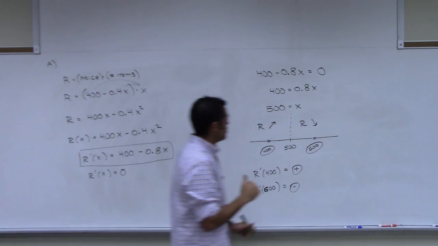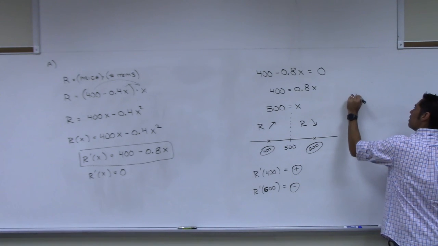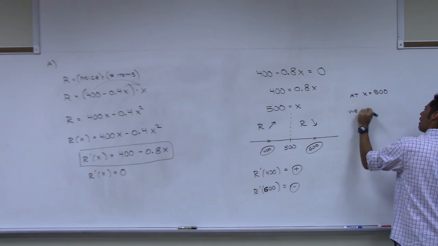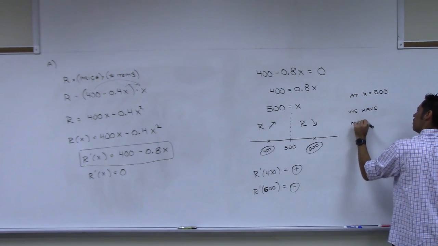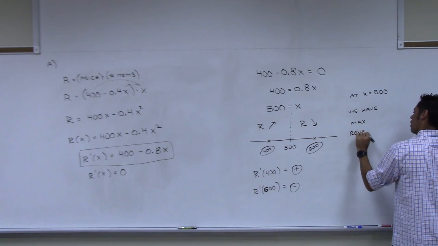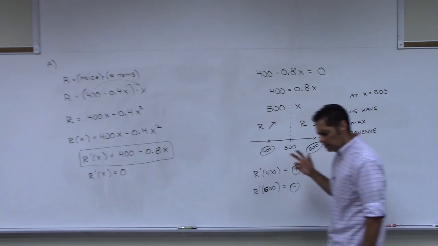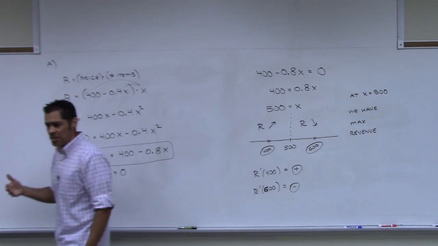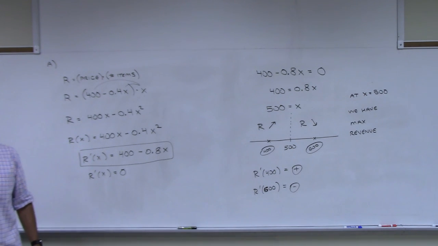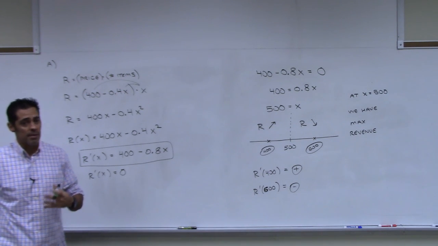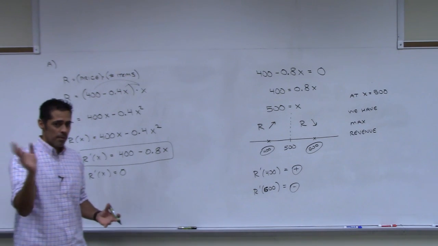So let's try and interpret this result. At x equals 500, we have a maximum revenue. Right? Maximum revenue, if x is 500. What does x represent again? The number of cameras we sell, right? Manufacture and sell. So if we sell 500 cameras, we will actually bring in the most money. That does not mean we will pocket the most money because we still haven't paid our costs, right? That's part B of the problem.